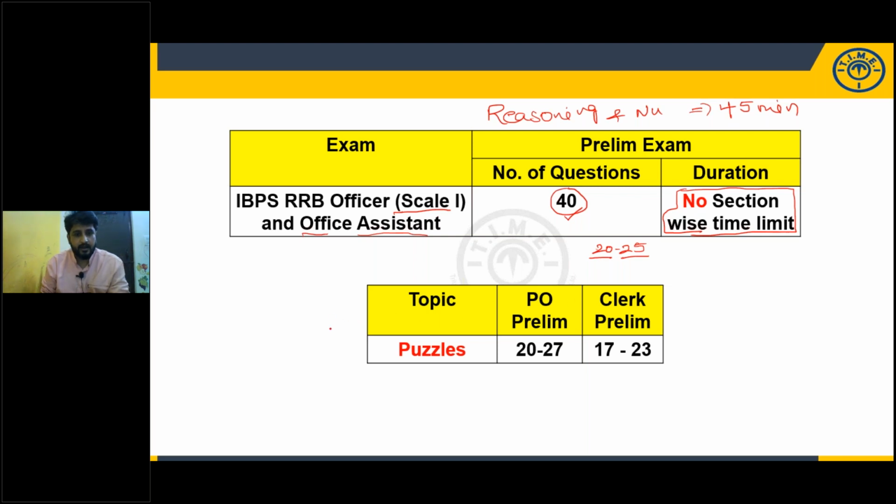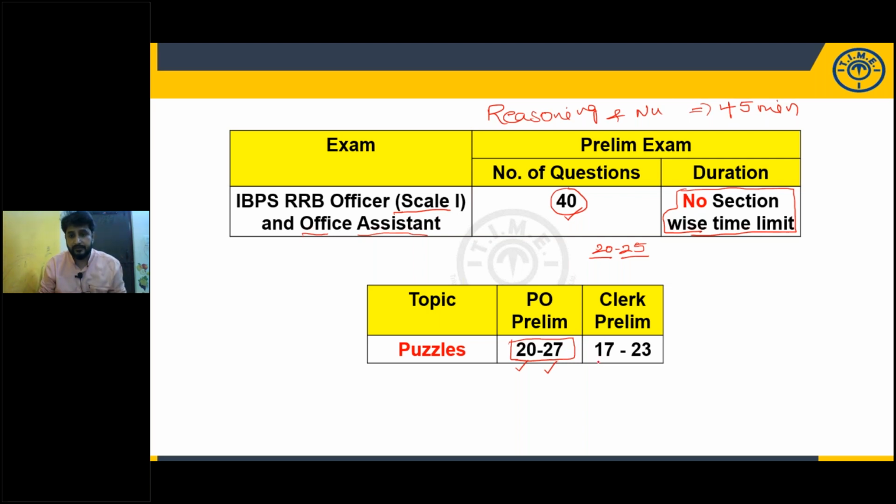And when it comes to puzzles, in PO prelims, a minimum of 20 questions and a maximum of 27 questions are expected. As you know, prelims will be conducted in multiple slots. In some slots, you may be given 20 questions. In some slots, you may be given 27 questions also. This is the breakup that we have observed till 2021.